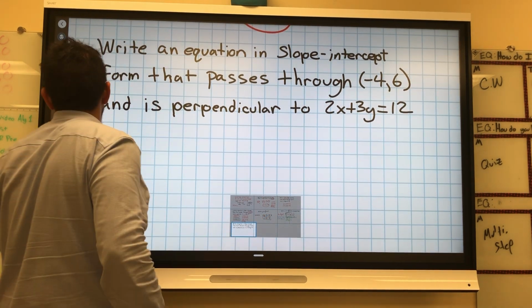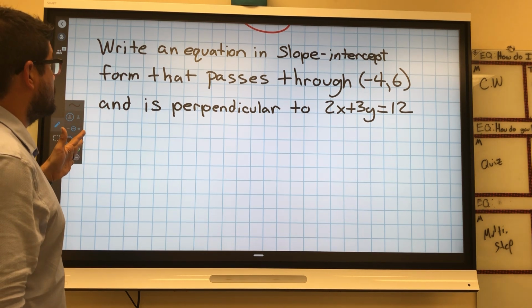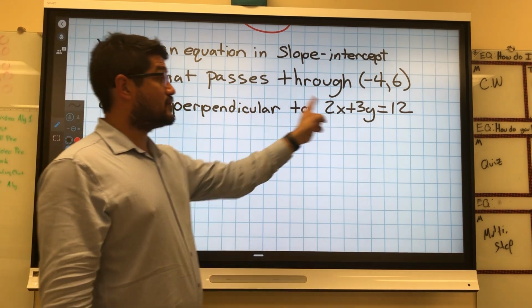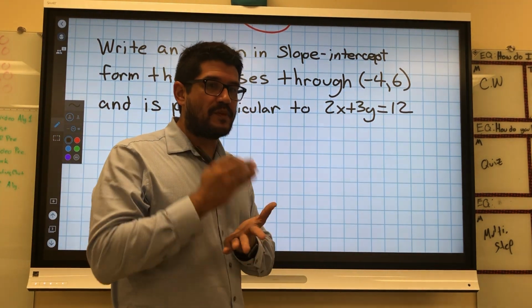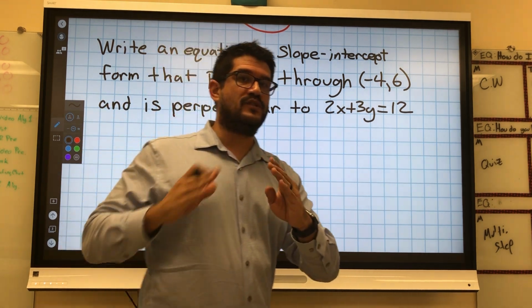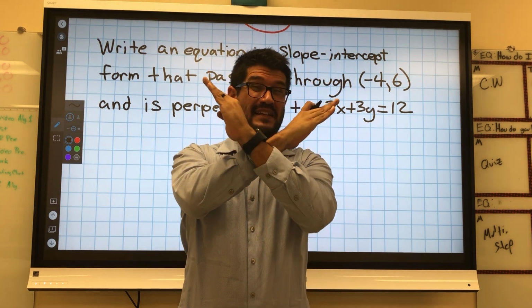Here. So, for this one, I'm writing an equation in slope-intercept form that passes through negative 4, 6, and is perpendicular to this one. So perpendicular is the exact opposite slope. Perpendicular means they're intersecting at 90 degrees, which means if one's going this way, the other one has to be this way. If one of them is positive, the other one's going to end up to be negative.